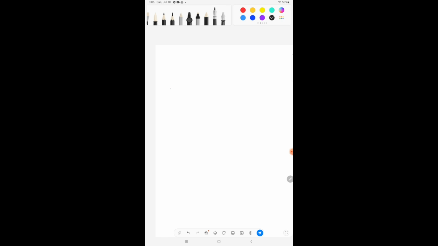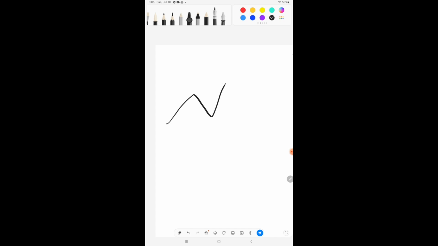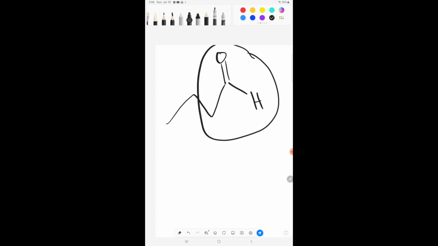Okay, an aldehyde, double bonded O with an R group and an H, a hydrogen. So this is an aldehyde. So this could look like this in a molecule. This right here is an aldehyde.